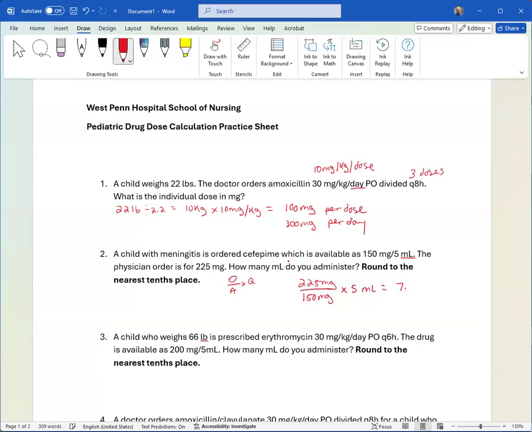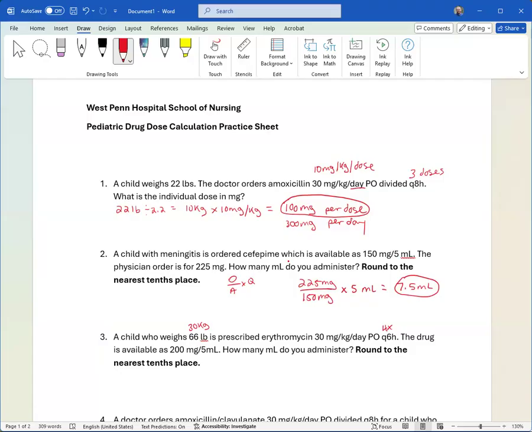All right. Let's see, 66 divided by 2.2. Good. That gives me an even number. So I'm just going to write 30 kilograms. All right, so a child weighing 66 pounds or 30 kilograms is prescribed 30 milligrams per kilogram per day every 6 hours. So that's 4 times per day. The drug is 200 milligrams per 5 ml. How many milliliters do you administer? Round to the nearest tenth.